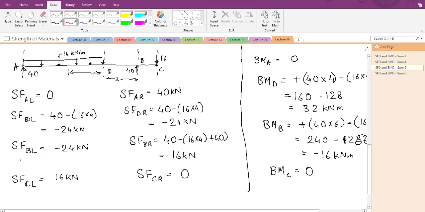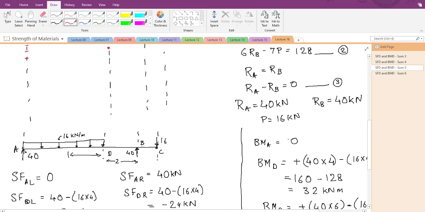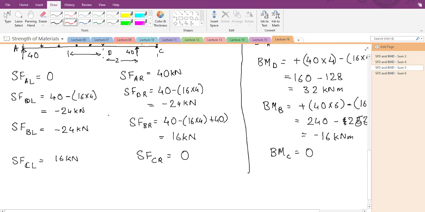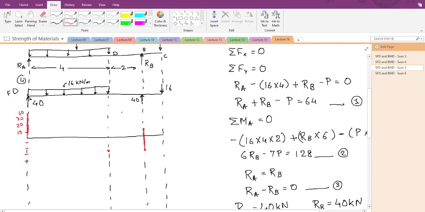At B, what is happening? It is going from minus 24 to plus 16. This is what is happening over here. And finally at C, it is going from 16 to 0.